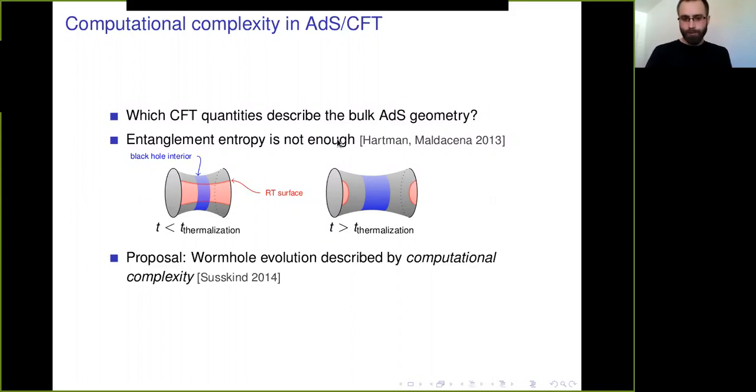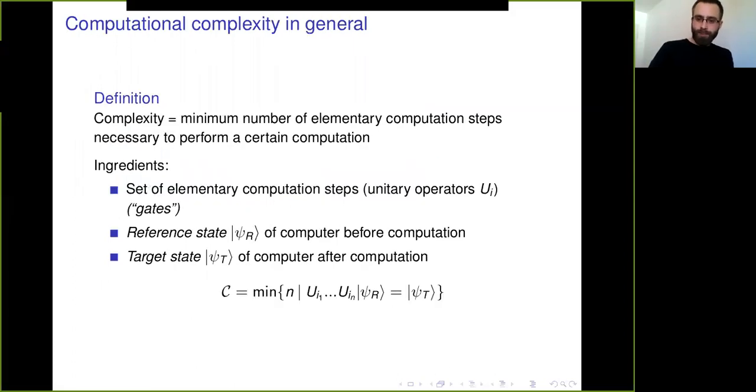And it has been proposed by Susskind in 2014 that this wormhole evolution, the growth of the wormhole, can be described by a different quantity known as computational complexity. Computational complexity is a concept that comes from computer science and basically measures the minimum number of elementary computation steps that are necessary to perform some algorithm.